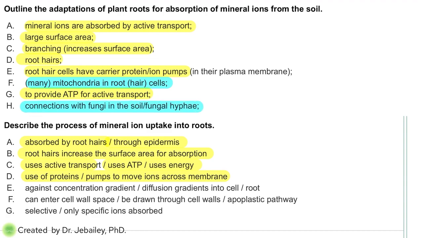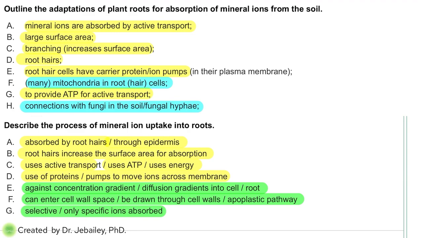Now, what you don't have on the other one is against concentration gradient, diffusion into the cells. Of course, sometimes you already have enough inside, so active transport is always going from low to high, so you're going against the gradient. Can the minerals be drawn through the cell walls by the apoplast pathway? Selective, only specific ions can be absorbed. So here you're getting extra information to make a very strong mark scheme.